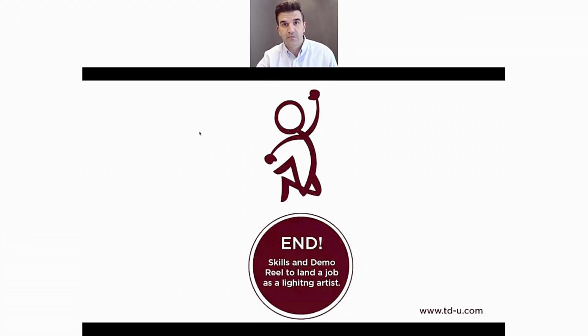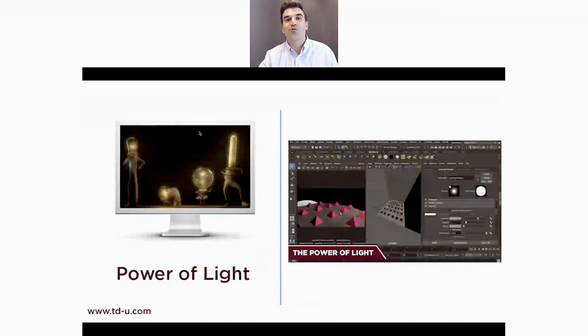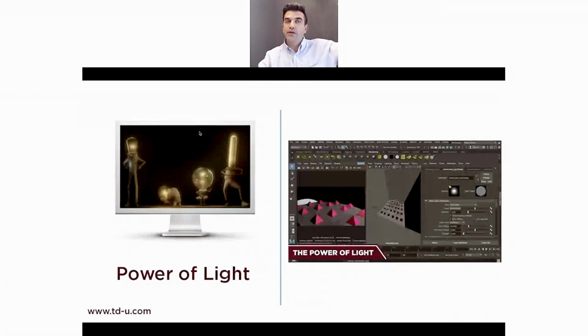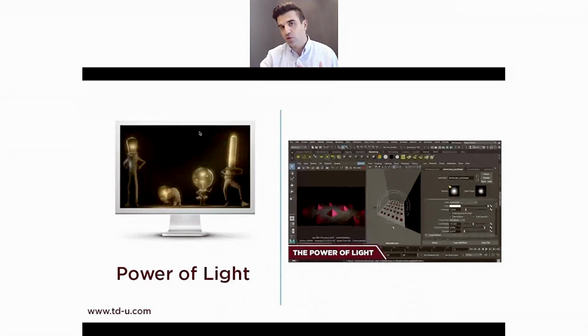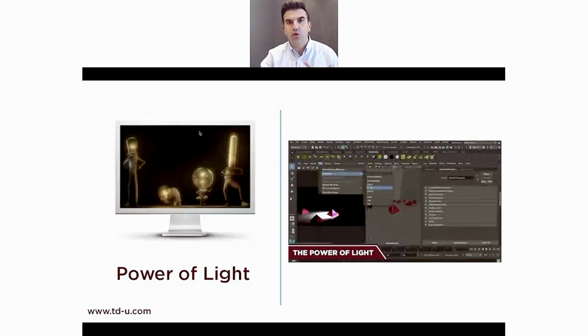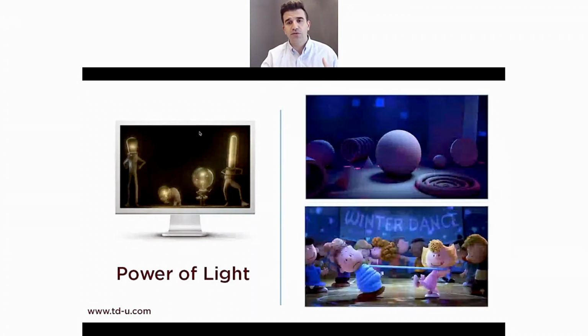So how do we do that? How exactly do we get from A to B? We take you from the basic knowledge of 3D software into our Power of Light course. The Power of Light course is similar to what we discussed in the beginning of this, the whys of lighting. We'll talk about shaping and directing the viewer's eye, and using reference to create beautiful images. And we will start you off with just some simple geometry and using that geometry to get those basic points.